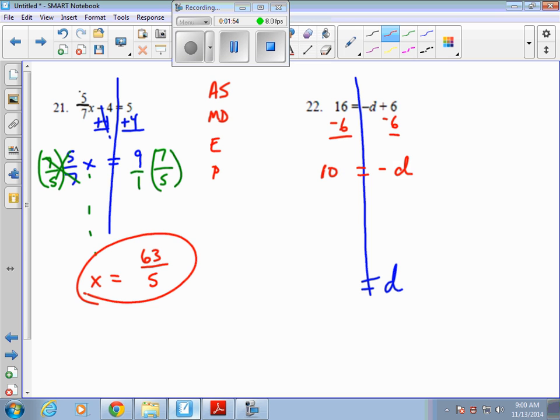That's the same thing as negative 1 times d. Not d, but negative 1 times d. Undo that by dividing by negative 1. If you do it to the right, do it to the left. A positive divided by negative, opposite signs, is always negative, and 10 divided by 1 is simply 10.